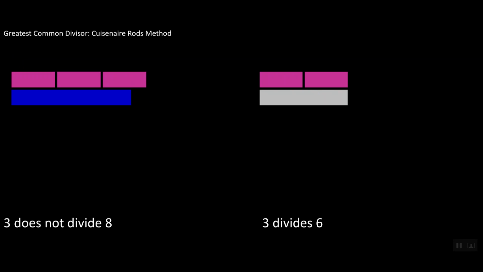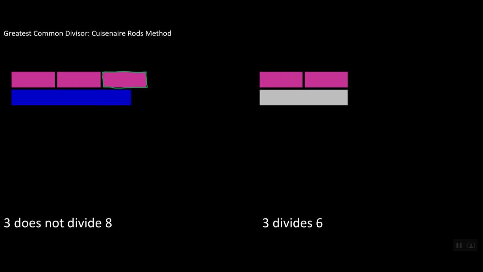Using the 3, the pink rods, we can see that 3 does not divide 8 because when we stack up the 3's, if we left this last rod off, then our stack would be too short for the 8. If we add this last rod on, it's too long for the 8. So no matter what we do here, we can't stack up pink rods so that it matches the length of the 8 rod.